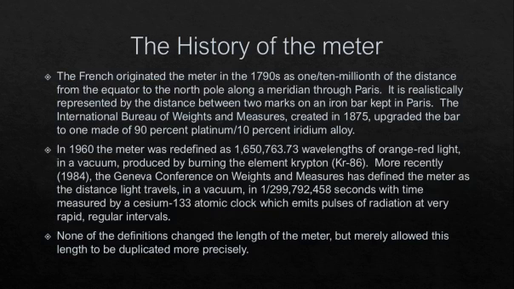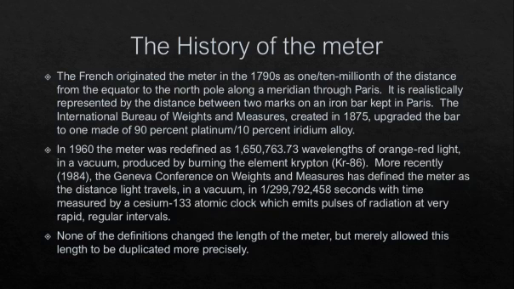So the meter then is one we'll look at a bit more closely. The French originated the meter in the 1790s as 1/10,000,000th of the distance from the equator to the North Pole along a meridian line through Paris. So if you drew a line from the equator to the North Pole and you went through Paris, you divided it then by 10 million, and that's what they made a meter to be.